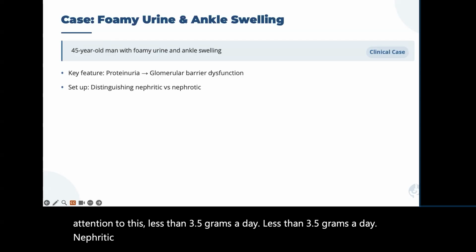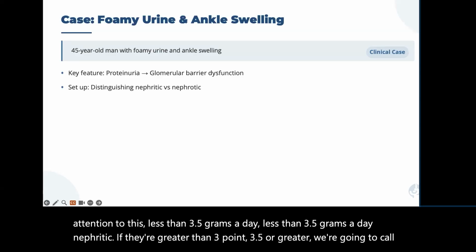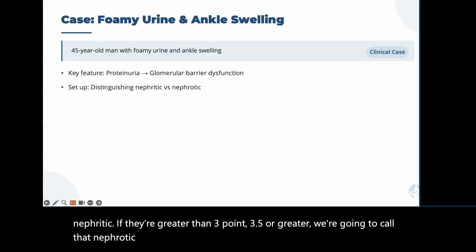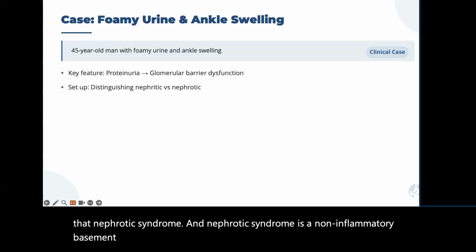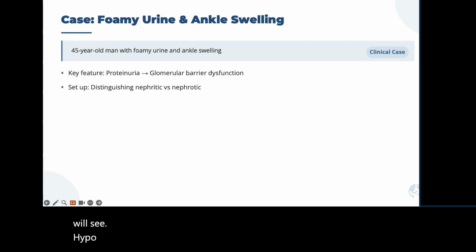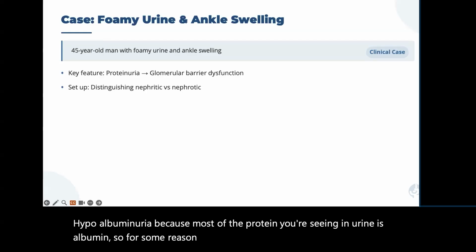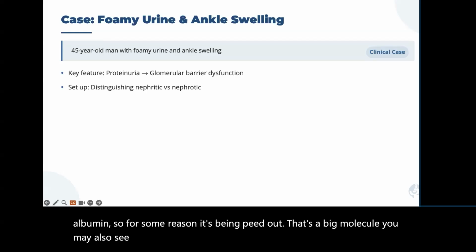If they're greater than 3.5 or greater, we're going to call that nephrotic syndrome. And nephrotic syndrome is a non-inflammatory basement membrane injury. This is causing heavy proteinuria. Usually you will see hypoalbuminemia, because most of the protein you're seeing in urine is albumin. So for some reason it's being peed out. That's a big molecule. You may also see hyperlipidemia and edema.